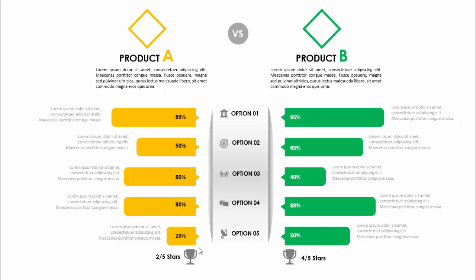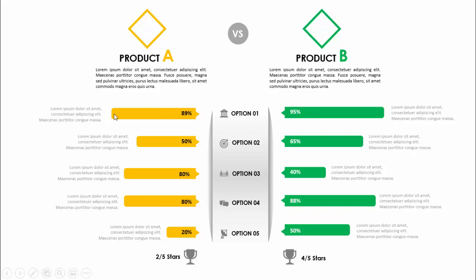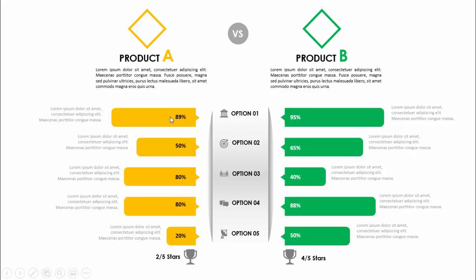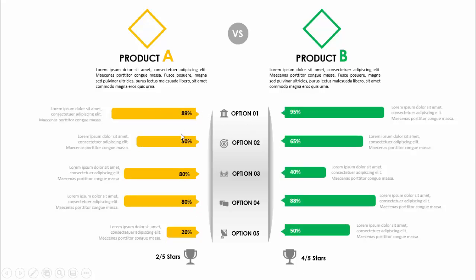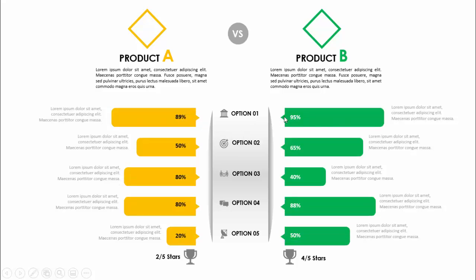So if you can see here, the stars, I have just given the rating 2 out of 5 stars, and here 4 out of 5 stars. So you can easily compare which product you want to go for. So likewise, I have created one more slide where I have just put some narrow percentage here. Here you have got some wider, and here you got some narrow percentage effect here. So let's see how to do this in PowerPoint.